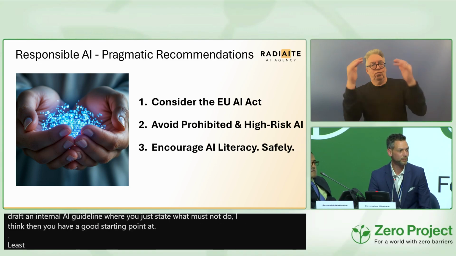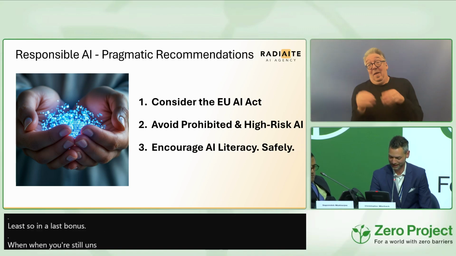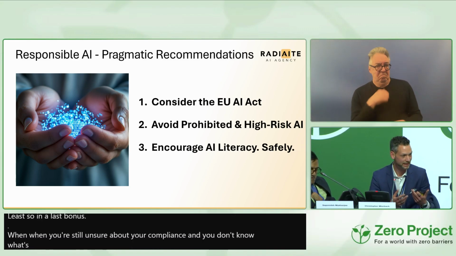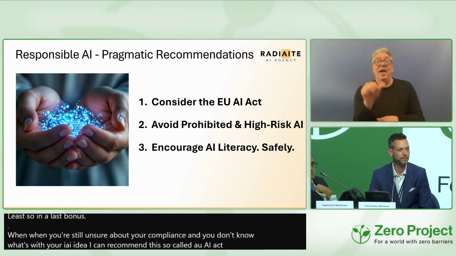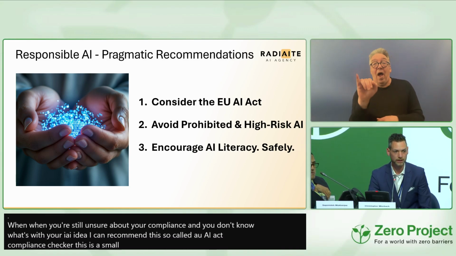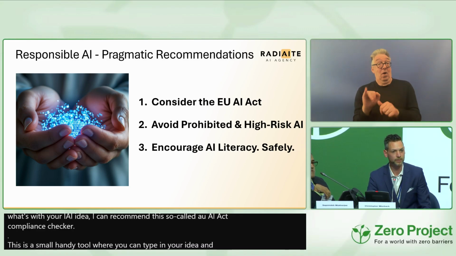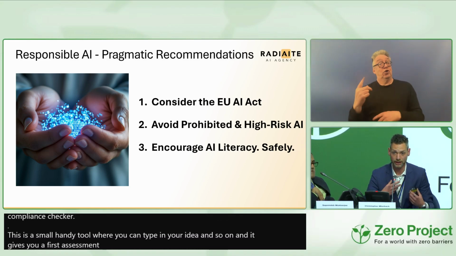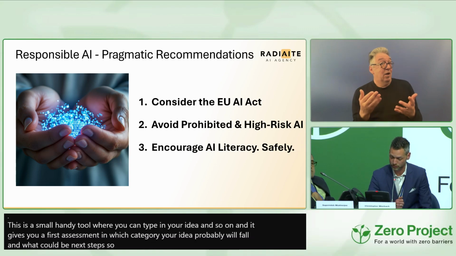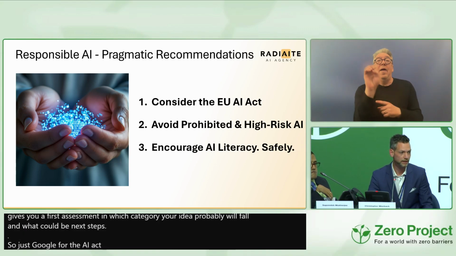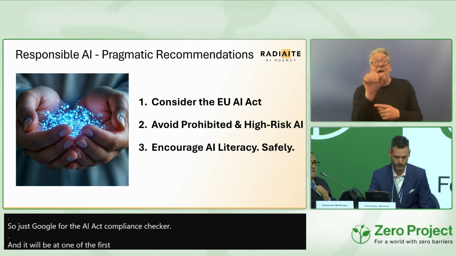And a last bonus: when you're still unsure about your compliance and you don't know what's up with your AI idea, I can recommend the so-called EU AI Act compliance checker. This is a small handy tool where you can type in your idea, and it gives you a first assessment in which category your idea probably will fall and what could be next steps. So just Google for the EU AI Act compliance checker, and it will be one of the first results.